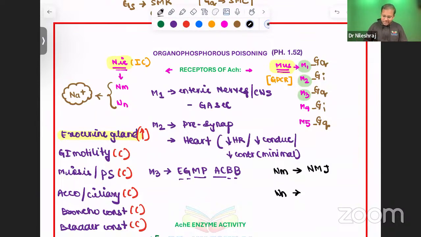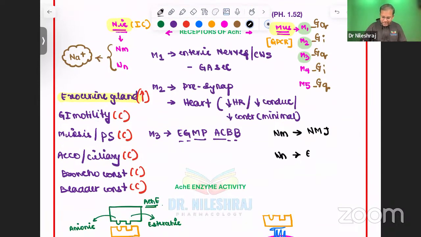A similar concept will be there for NN, which is going to be there in the ganglia, the autonomic ganglia. Because in the presynaptic or preganglionic and postganglionic neuronal junction, here is where the NN receptor is, and that is responsible for ganglia to be stimulated. I hope that I'm clear till now. But don't worry about ganglia stimulation. Here, the primary response which you should remember is regarding the NM receptor.